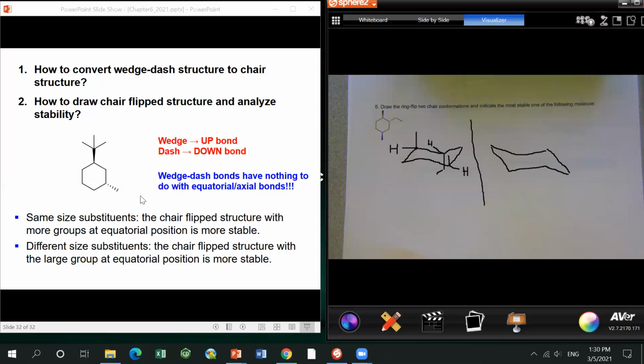So we'll have a similar question in quiz 4. I'll give you one structure and ask you to convert it to chair conformation and do the ring flip, and then show me which structure is more stable. So this is the basic technique you have to learn in organic chemistry.